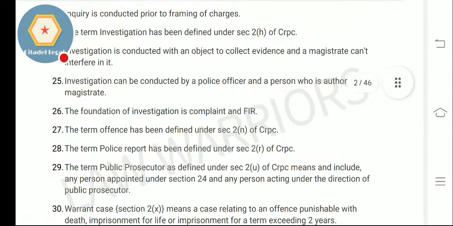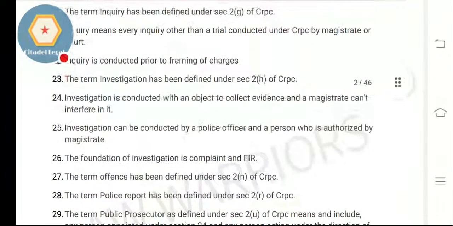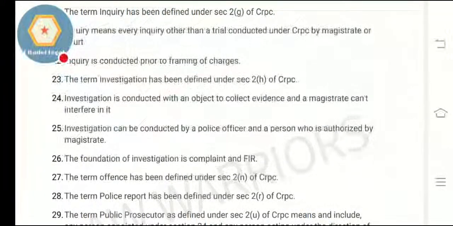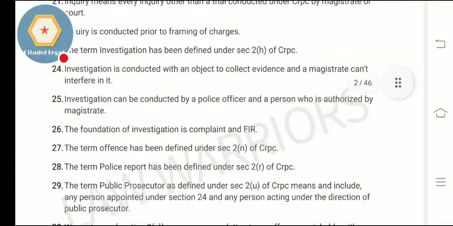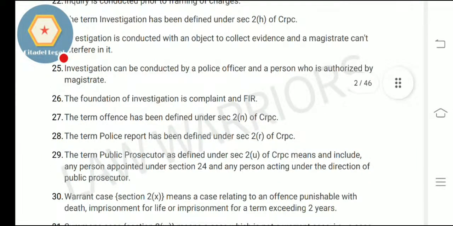27, the term offence has been defined under section 2N of CrPC. The term police report has been defined under section 2R. So 2G of CrPC is inquiry, 2H investigation, 2N offence, 2R is police report. R for report. This is the process, you remember this thing.